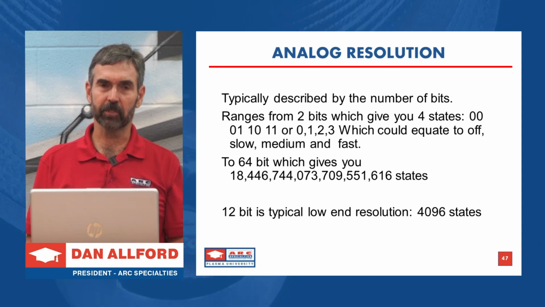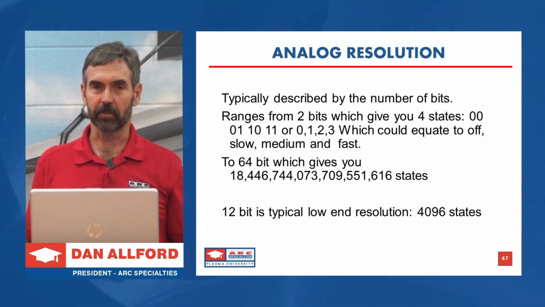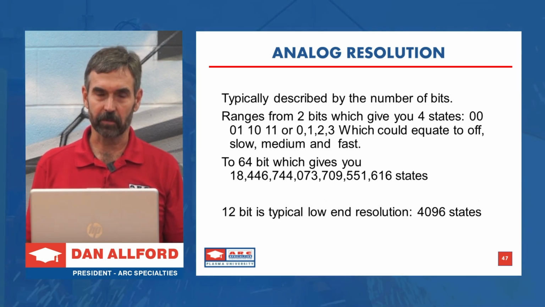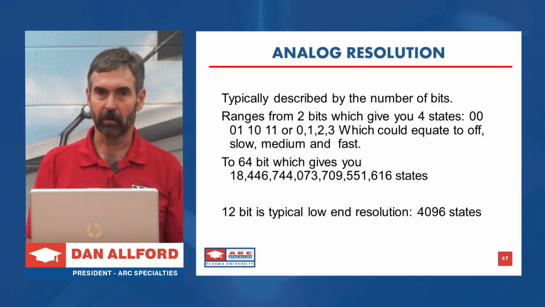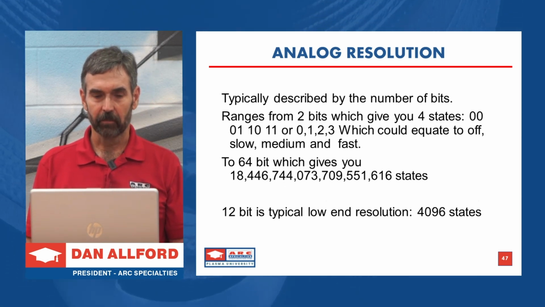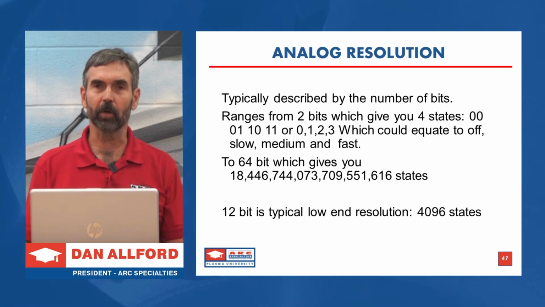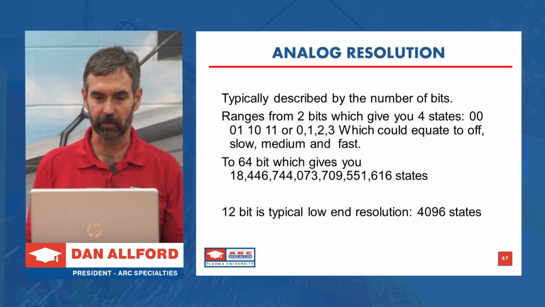And so it's based on the number of bits that you're using. And a bit is either true or false, it's 1 or 0. And so if you have only 2 bits of analog resolution, then you have only 4 states. And in that case, you could create off, slow, medium, and fast. But if you have 64 bits, then it looks like you have 18.4 quadrillion states. Okay, that's more than we need for anything we're doing.